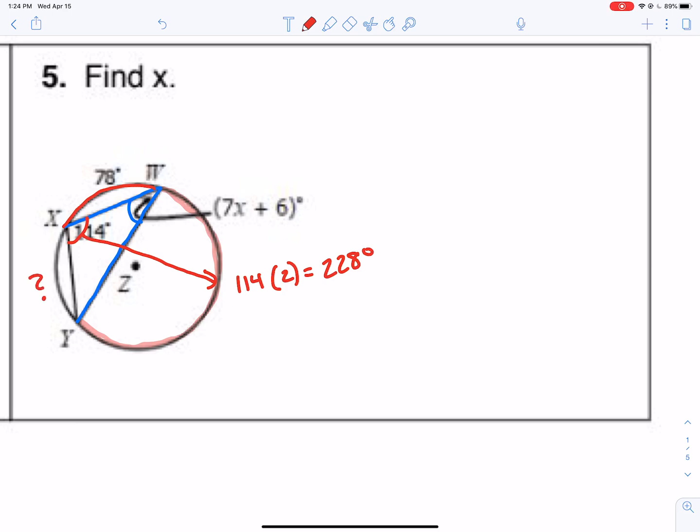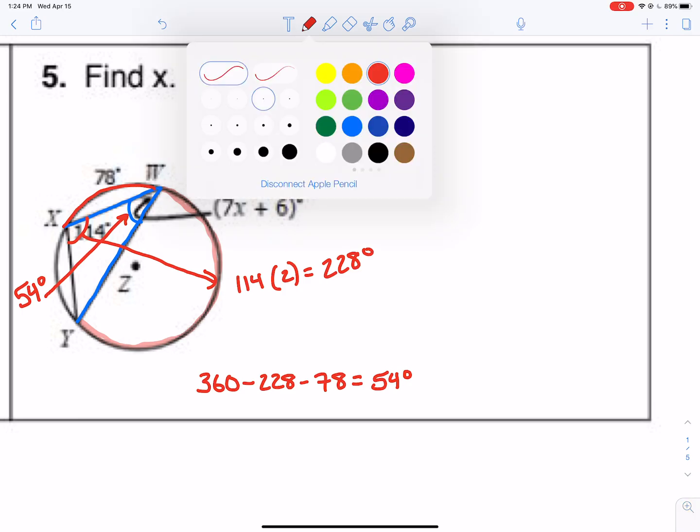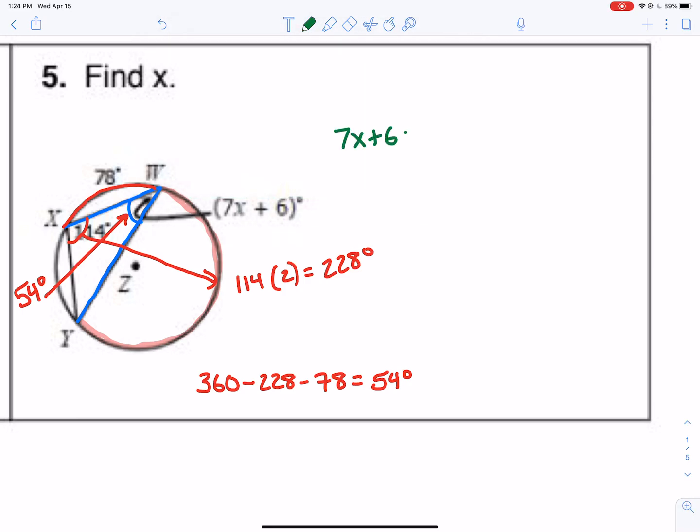So say 360 minus 228 minus 78 would leave us, let's write all that down. So 360 minus 228 minus 78 would leave us with 54 degrees for the measure of arc XY. And then we can finally put that together with this inscribed angle. Remember, the arc is twice the size of the angle, or the angle is half the measure of the arc. And so we need to set 7x plus 6 is equal to half of 54. So 54 divided by 2 would just be 27.